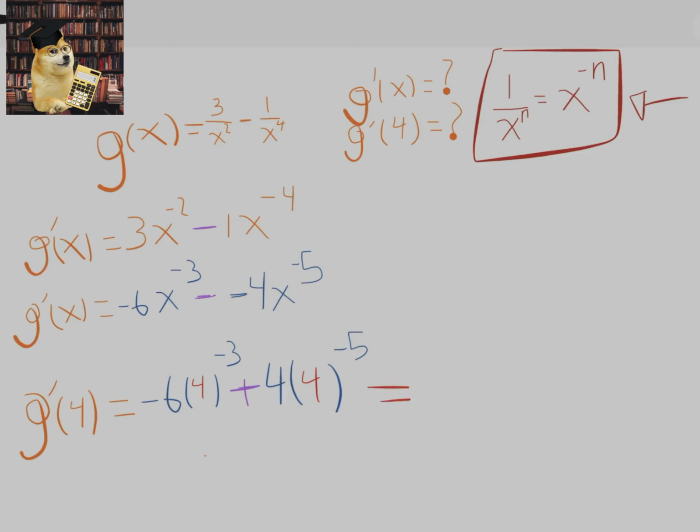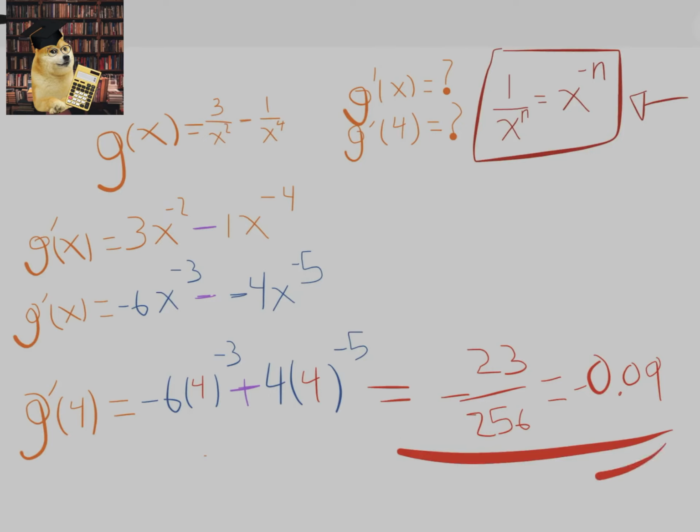So now what we are left to do is only put all of this in a calculator, which will equal negative 23 over 206, which equals negative 0.09.